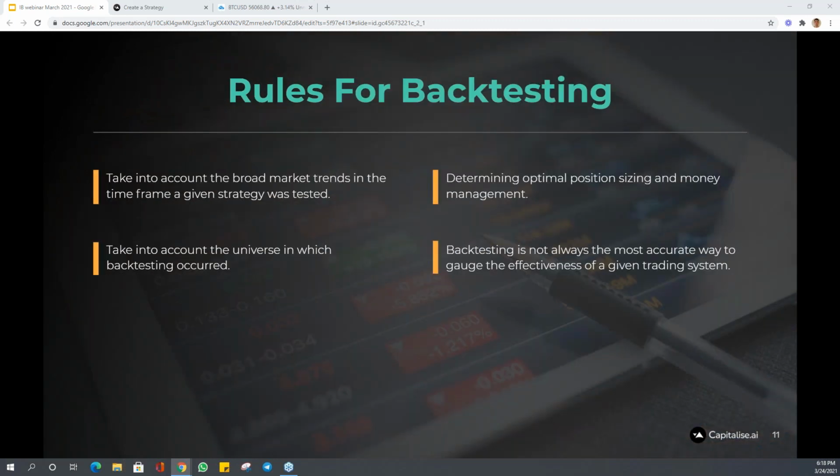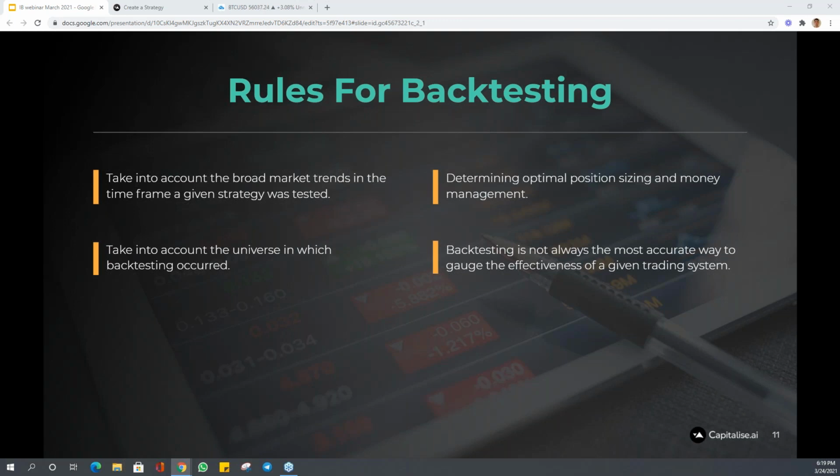We just got 2 more. We got rules for backtesting. This is very important. First, take into account the broad market trends in the time frame the strategy was tested. For example, if a strategy was only tested from 1999 to 2000, it may not fare well in a bear market. Second, take into account the universe in which the backtesting occurred, and that's exactly what I was talking about here. If a broad market system is tested with a universe consisting of, let's say, tech stocks, it may fail to do well in different sectors.